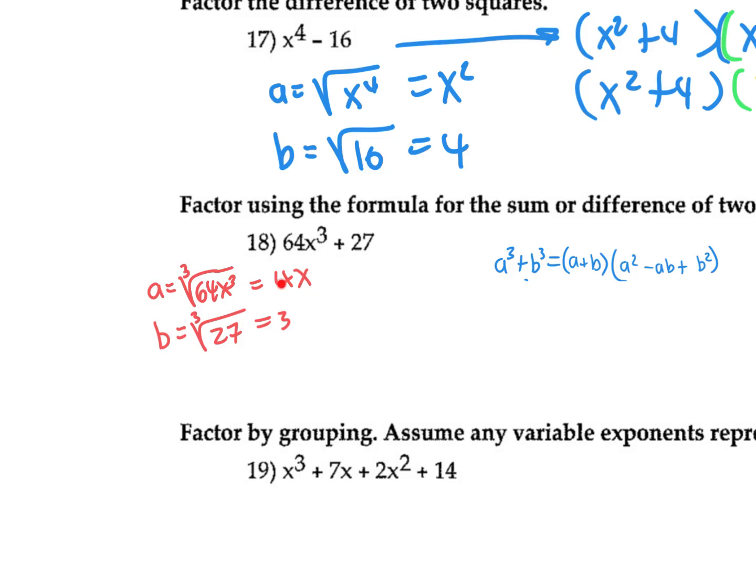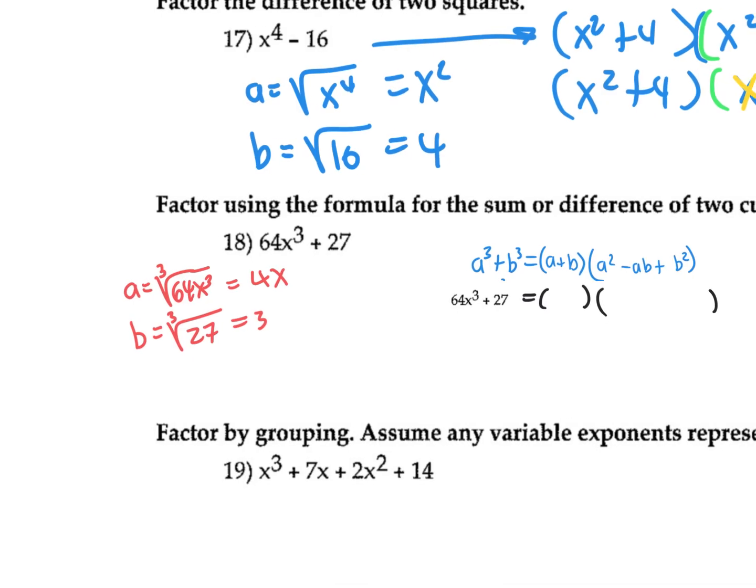Okay. What times itself 3 times would give you a 64? Well, that would be a 4. 4 times 4 times 4 would give you a 64. What times itself 3 times would give you an x cubed? That would be x. X times x times x gives you an x cubed. Now, once you have figured out what your A and your B is, well, the rest is kind of easy, right? Because you could just kind of compare it to the structure that we have, right? So you have a little parenthesis and a big parenthesis. What goes in the little parentheses? Well, that would be the 4x plus 3.